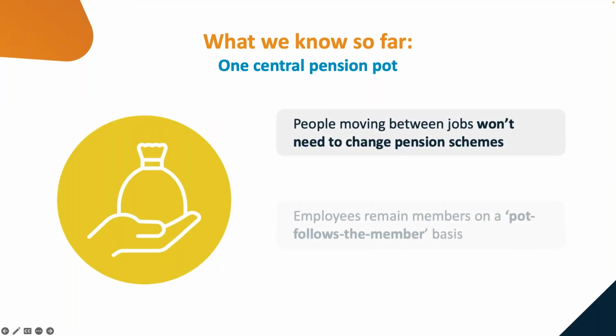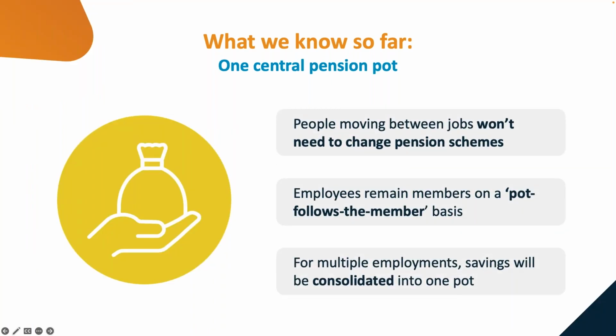For people moving between jobs, they will not need to change pension schemes or join a new scheme. They will remain members of the auto-enrolment scheme on a pot follows the member basis. For those with multiple employments, their pension savings will be consolidated into one pension pot.